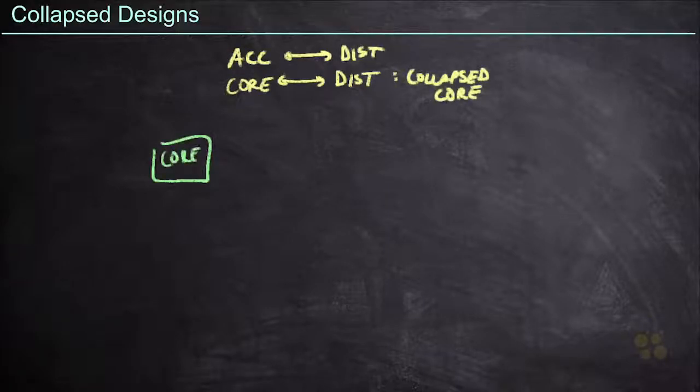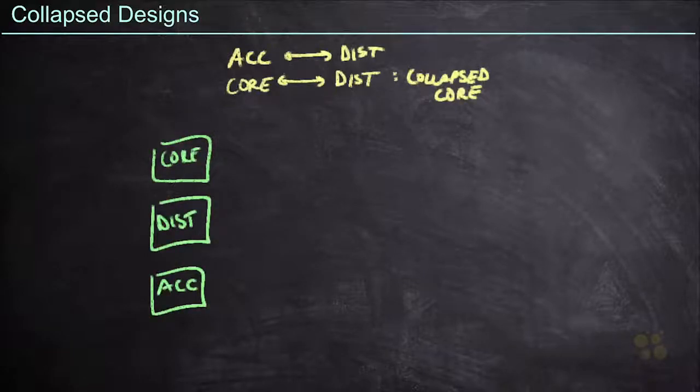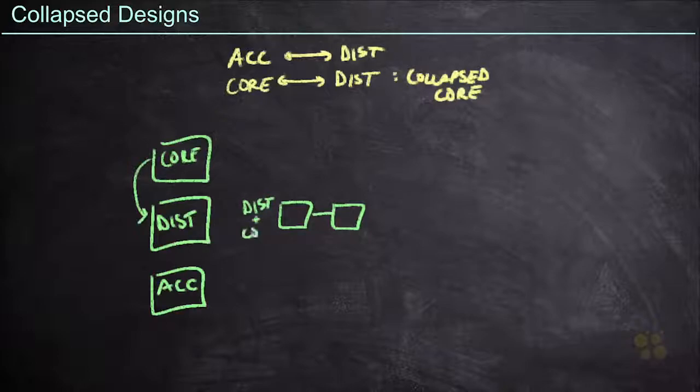Traditionally, we have our core block, our distribution block, and our access block. But rather than deploying 3 separate distinct network blocks, we're going to merge our core block into our distribution layer. What this means is that we will have a single pair of switches that are responsible for not only the distribution layer configurations and protocols, but also the core.